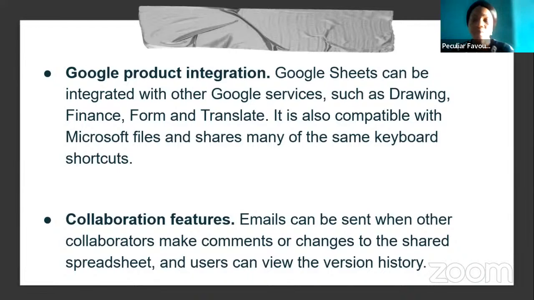Collaboration features. Emails can be sent when other collaborators make comments or changes to the shared spreadsheet, and users can view the version history. Even right now at Bincom, we use this spreadsheet to send out emails. When we have emails to send, we create a sheet. Then we use something called a mail merge to send mails to different individuals. As long as they fill a Google Form and it gets to the spreadsheet, we are able to send out a mail to them in real time.